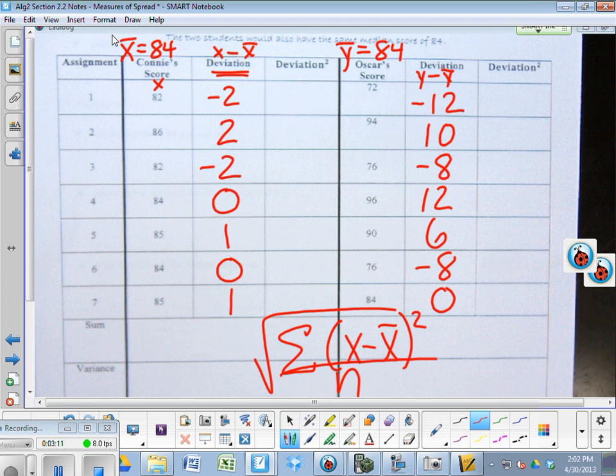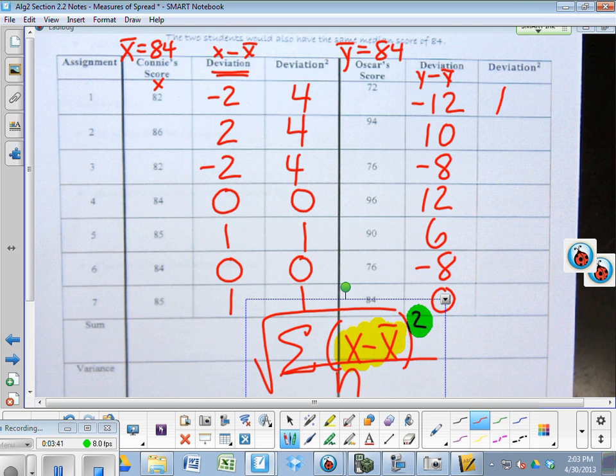Okay? So we've already done this part. I'll highlight what we've already done. We've done all the deviations. Now we need to do what to them? Square them all. Everything's going to turn positive now. Negative 2 squared is positive 4. 2 squared, 4. Negative 2 squared, 4. Keep going. You square the deviations. Do the same for Oscar. Whoa, 144, 100, 64, 144, 36, 64, and 0. Can you see right now why we're probably going to get a bigger answer over there?